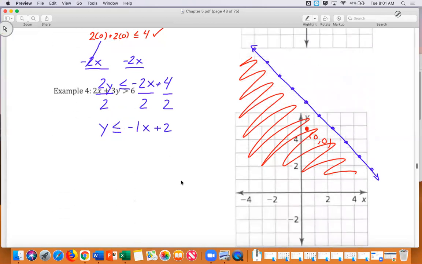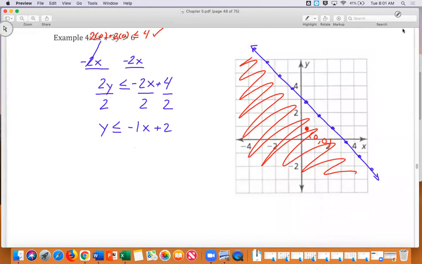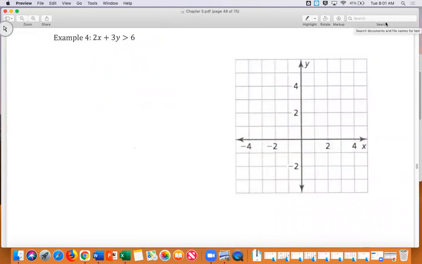All right. Nate, what method do you want to use for example 4? Do you want to do the cover up or do you want to solve for y?